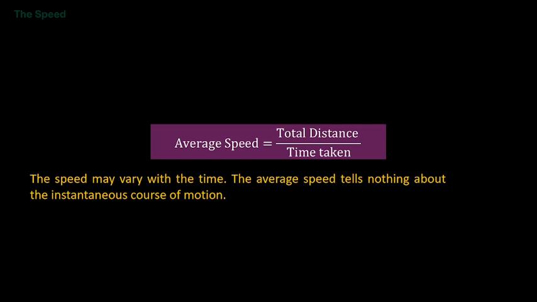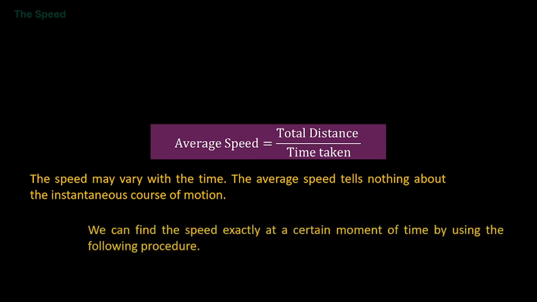The speed may vary with time. The average speed tells us nothing about the instantaneous course of motion. We can find the speed exactly at a certain moment of time by using the following procedure. Before we consider the procedure, let us consider what is meant by the speed exactly at a certain moment.